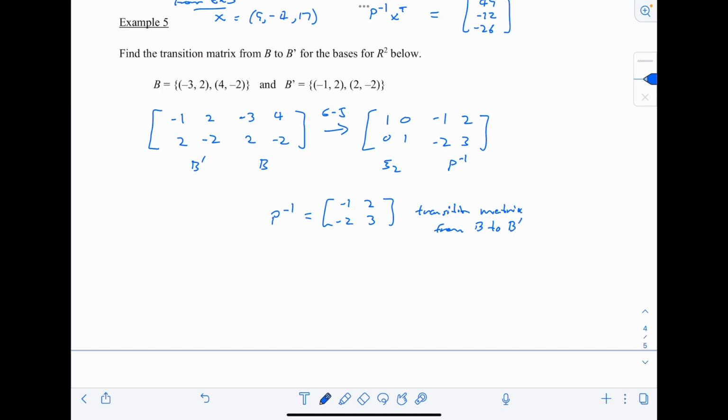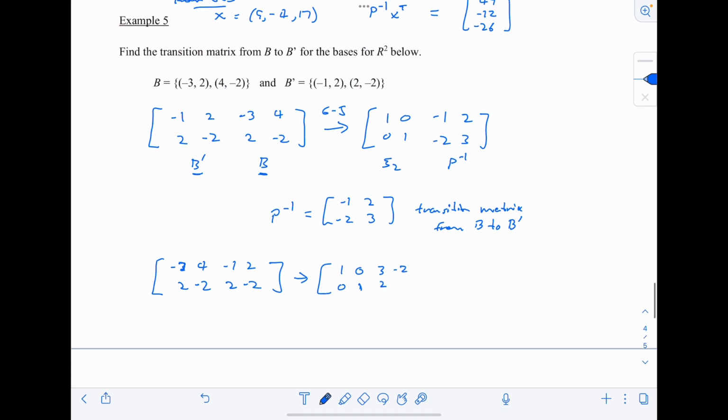Okay. Now, what if you messed up and accidentally switched B and B prime? Because it's pretty easy when you're setting up this first matrix to forget that you actually have to flip it. You don't want B, B prime, you want B prime first. So let's say I accidentally flipped this around and I wrote -3, 4, 2, -2, -1, 2, and 2, -2. And I go through and apply Gauss-Jordan and I get my 1, 0, 0, 1. What I'm going to end up with is obviously not P inverse. I'm not going to get -1, 2, -2, 3. What I do end up with, though, is 3, -2, 2, -1.